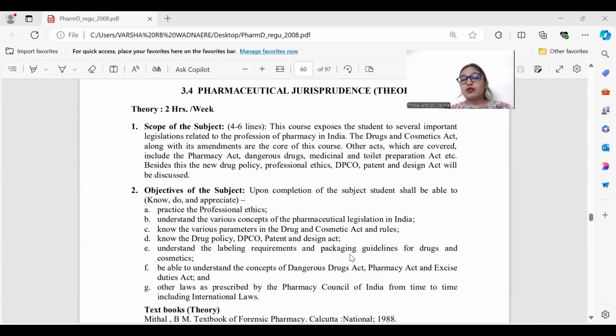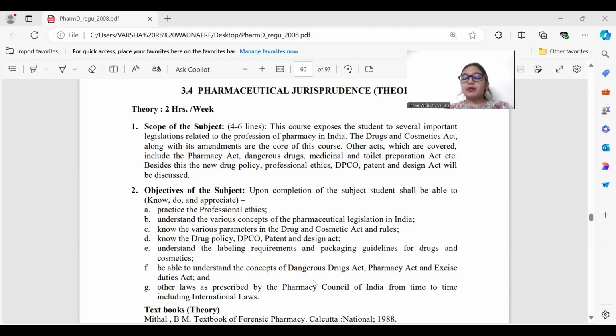Now, what is the objective? Once you have completed the study, you should be able to know and practice professional ethics, understand the various concepts of pharmaceutical legislation in India, know the various parameters in the Drugs and Cosmetics Act and rules, know the drug policy, DPCO, Patents and Designs Act, know and understand the labeling requirements and packaging guidelines for drugs and cosmetics, and be able to understand the concept of the Dangerous Drugs Act, Pharmacy Act, and Excise Duties Act.